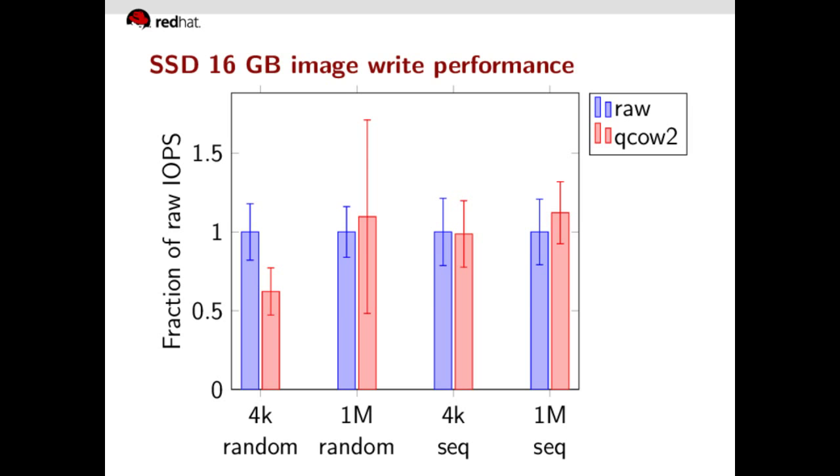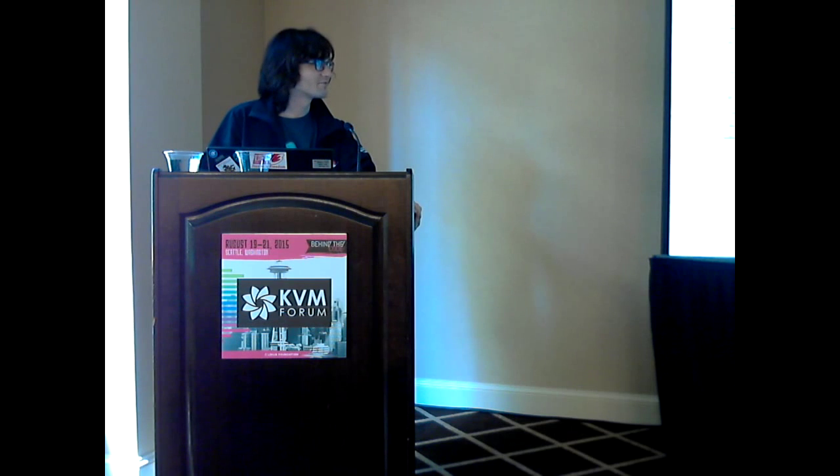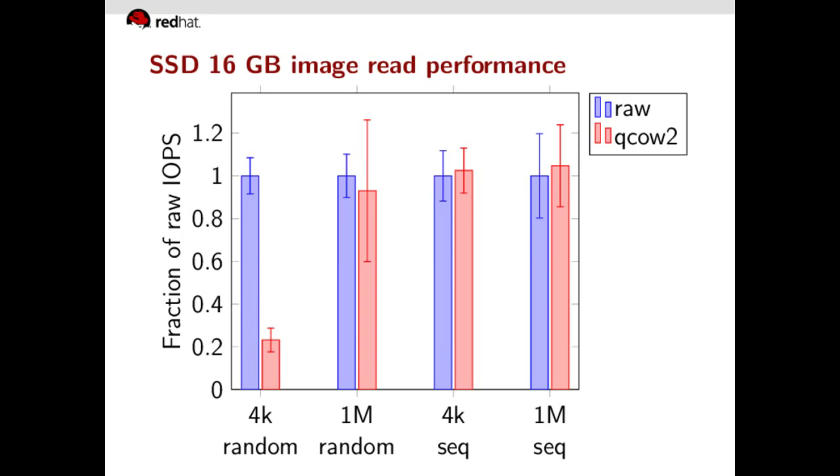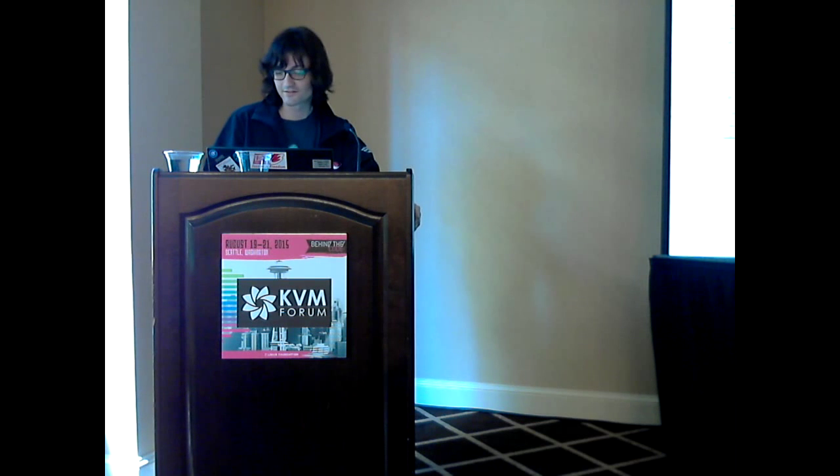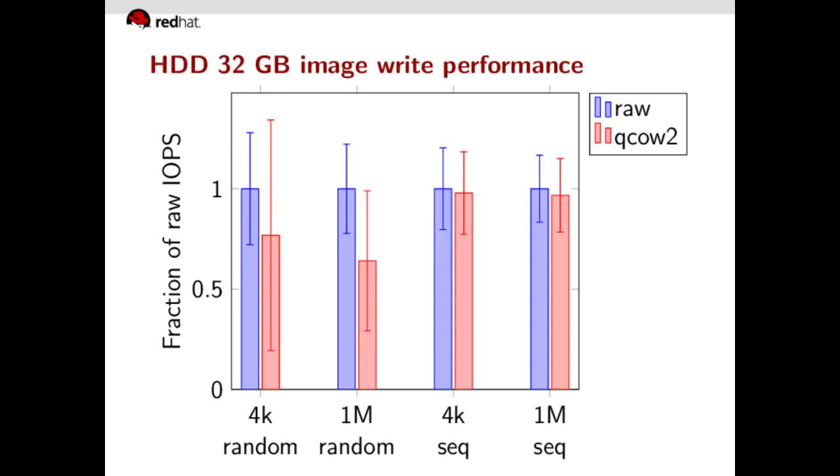And as you can see, the standard deviation for 1 MB random accesses is pretty high, so that seems to indicate a problem too. It gets even worse for reads. Standard deviation for 1M random accesses is again pretty high, but the performance for 4K random reads is just abysmal. It's just above 20%. That's horrible. Can't work with that. So, what about an HDD 32 GB image?